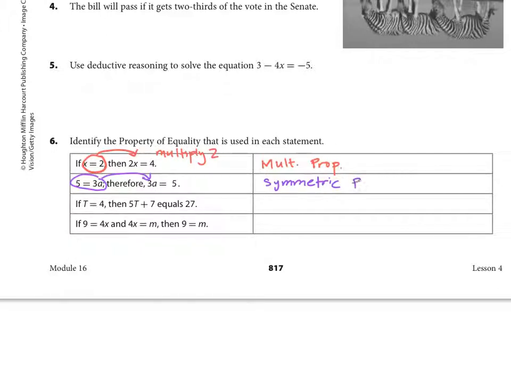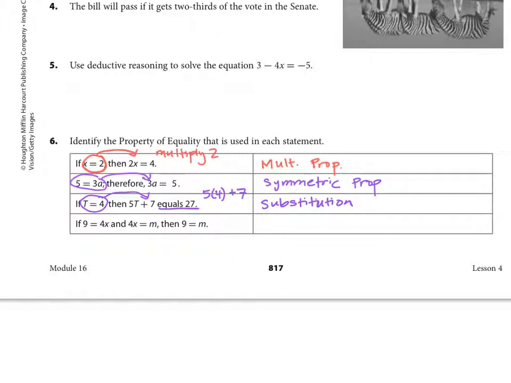And for the third one, if t equals 4, then 5t plus 7 equals 27. So we start with the t equals 4. We know that that's true. How do we get to this part? Specifically, how do we know it equals 27? Well, if we do 5 times 4, right, I'm substituting the 4 in for t, and I add 7, that's actually equal to 27. That means we're using the substitution property of equality. So I'm just going to call it substitution.